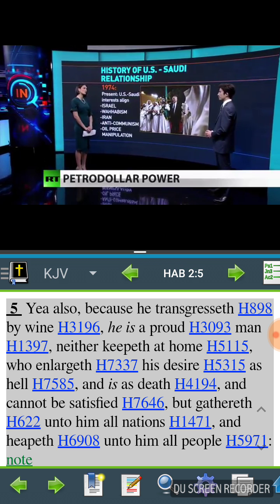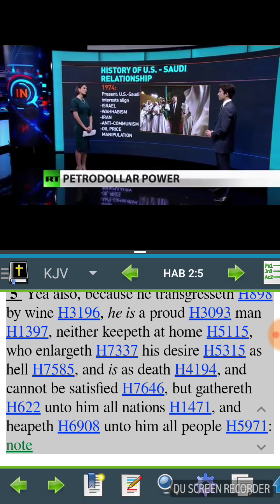Now, this is Habakkuk chapter 2, verse 5. It says, they also, because he transgressed by wine. I already told you what that wine was, man. His democracy, his philosophies, his ways, his lies. All right? All the ways of America, pretty much. He's a proud man, neither keepeth at home. Who's that?